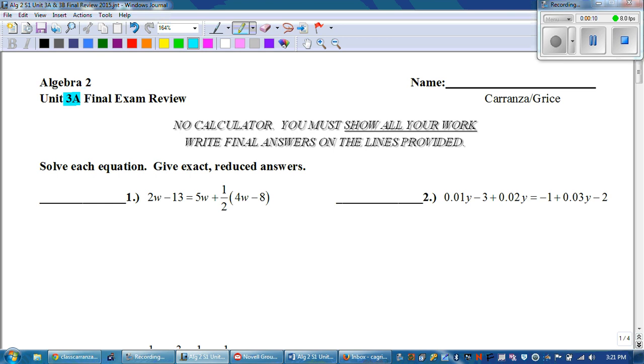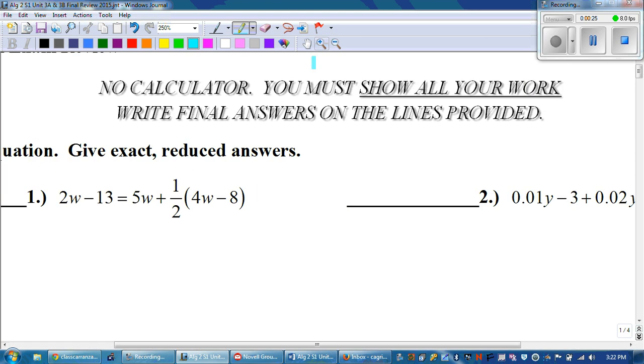Remember, no calculator. You must show all your work and write your final answers on the lines provided. Now, no big calculator. Remember, if you need a baby calculator, go get one. Don't use a phone because you can't use a phone on the test.